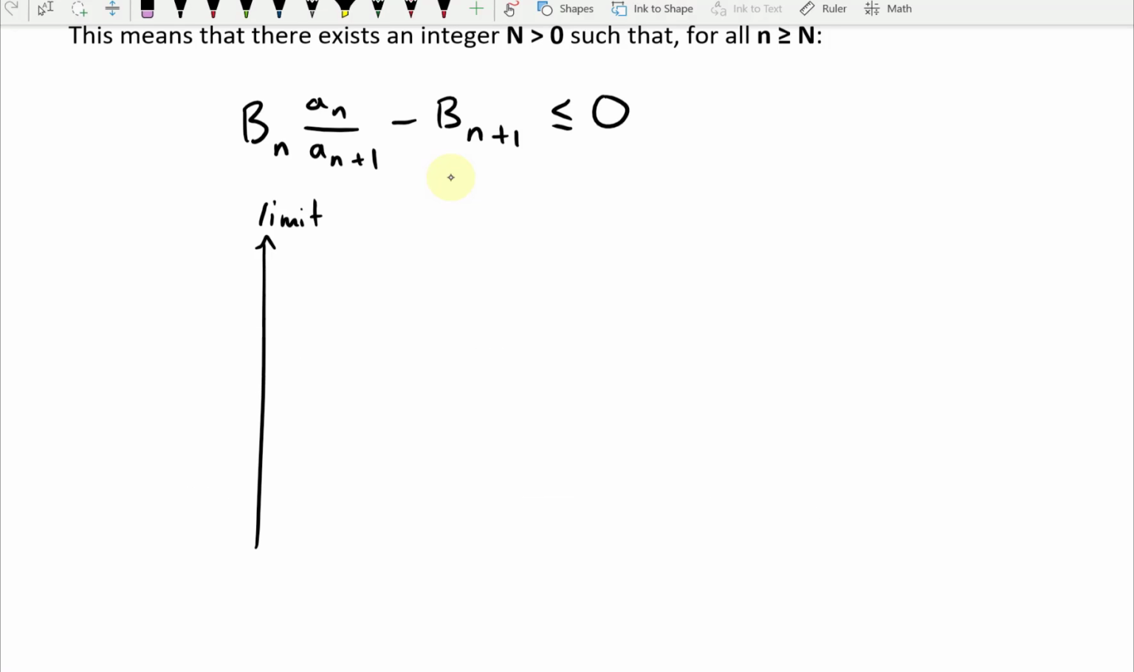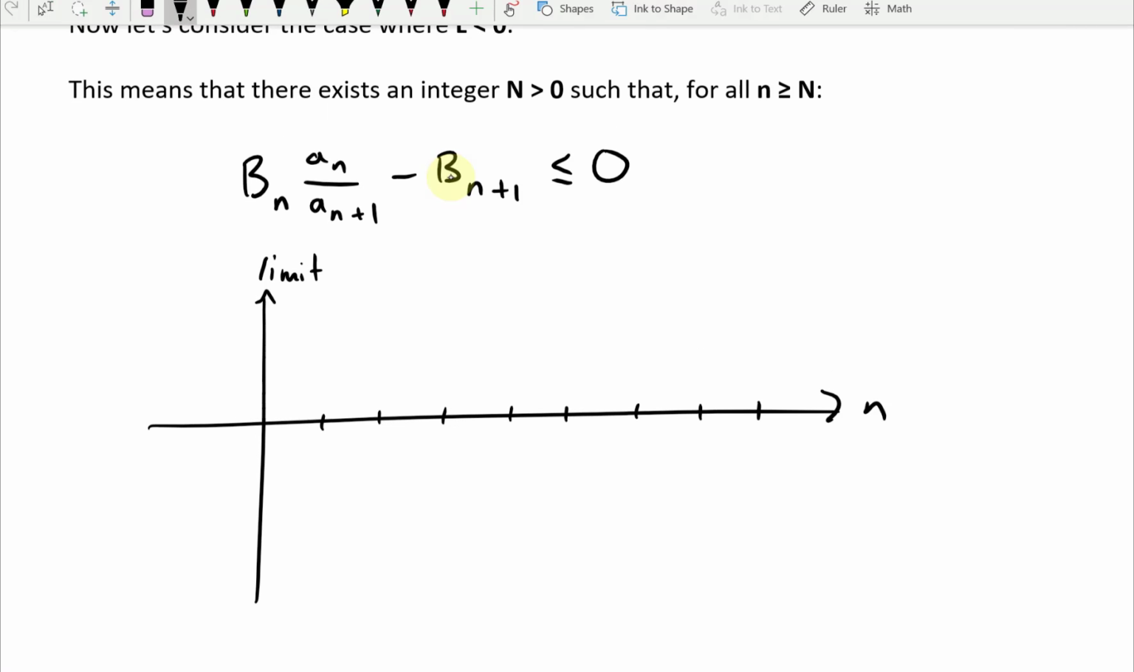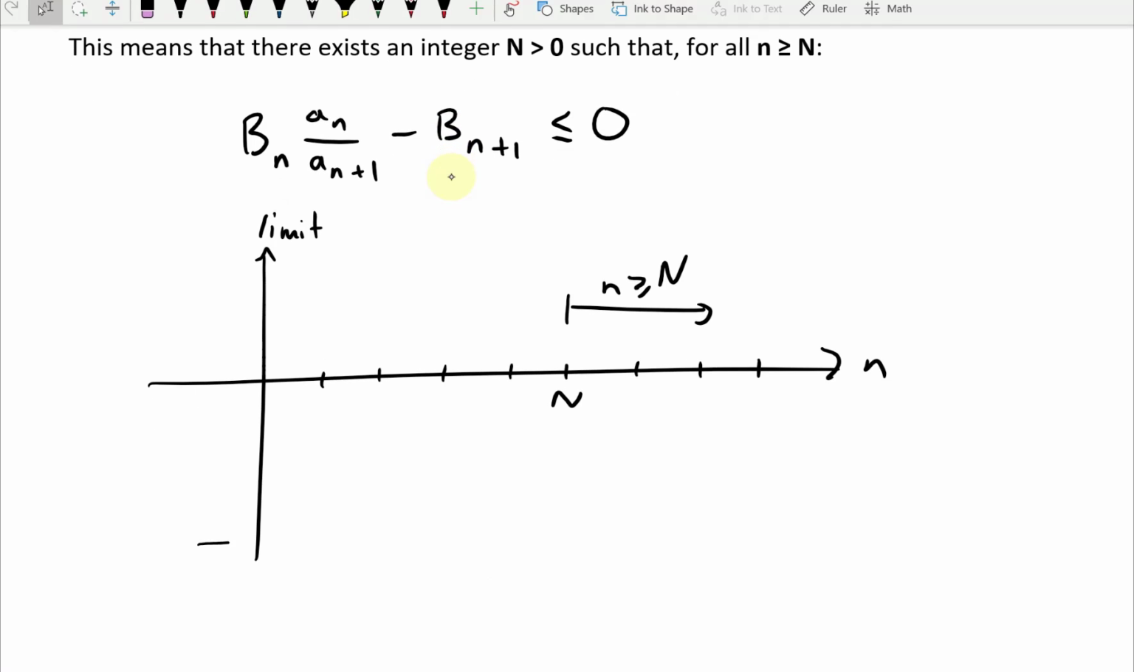Let's write it above here. This is n: 1, 2, 3, 4, 5, 6, 7, 8, etc. Let's look at the case where n is greater than or equal to capital N. Usually we put n below the axis. Our limit is L, below 0, so this is the 0. Instead of using our R number, we're just going to use 0.